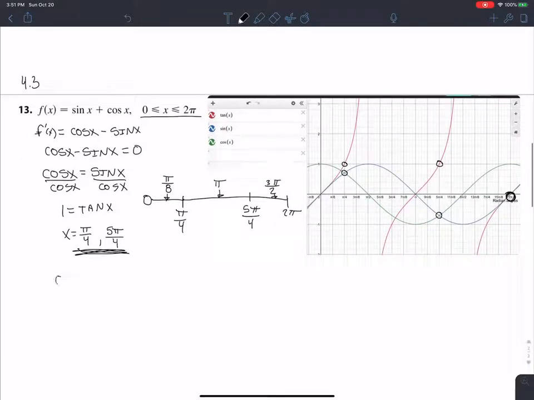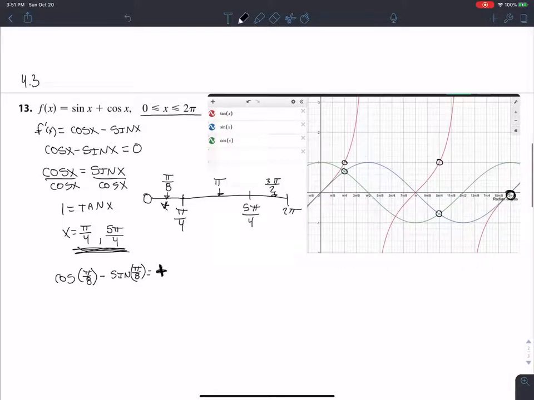So if we take cosine of pi over 8 minus the sine of pi over 8, we'll get some answer, okay? And that'll tell us if this interval right here is increasing or decreasing. Now, when we do this, it doesn't matter what the value is, but we get a positive number. Okay, so we're increasing on this interval.